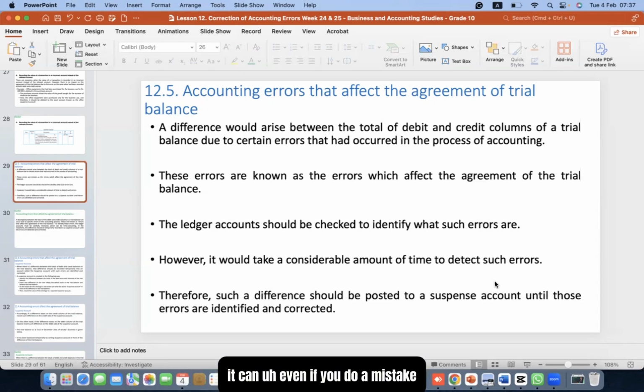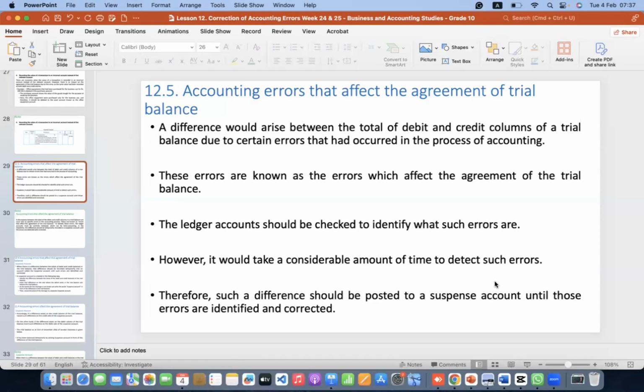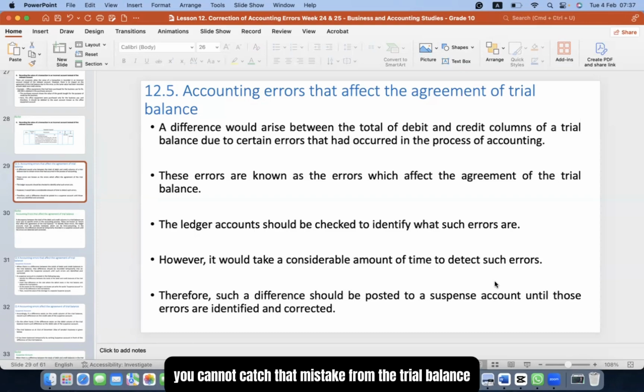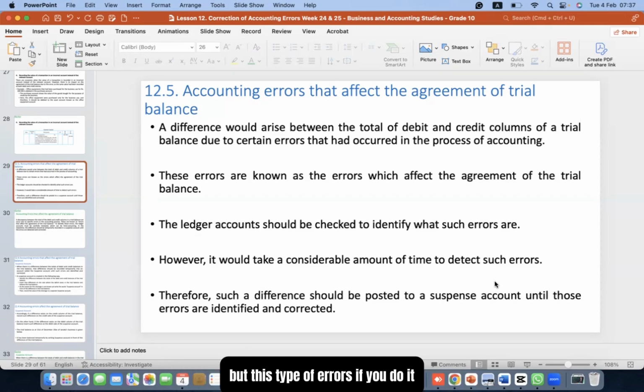Again, even if you make a mistake, it will not be reflected in the trial balance. So you cannot catch that mistake from the trial balance. You cannot trace that mistake from the trial balance. But with this type of error, if you make it, there will be some difference in the trial balance. Meaning, the debit side and the credit side will not be equal in the trial balance.